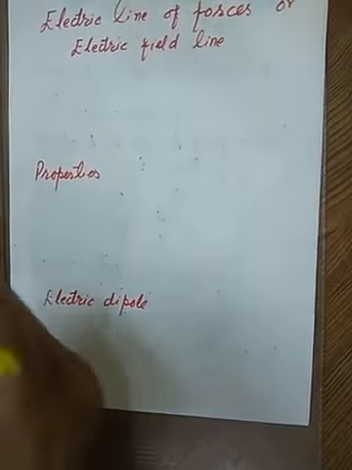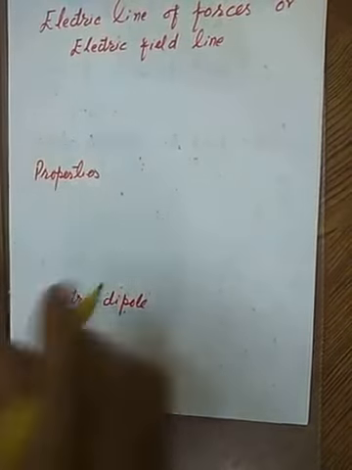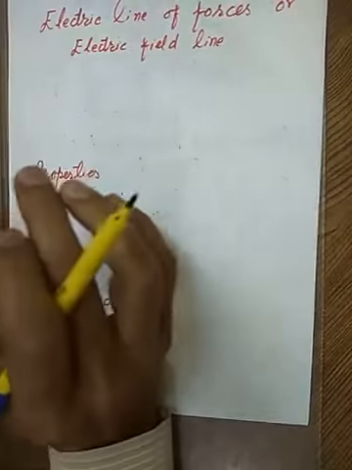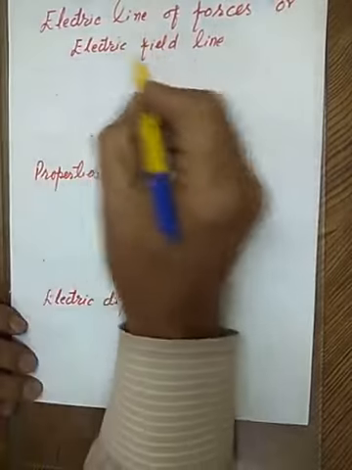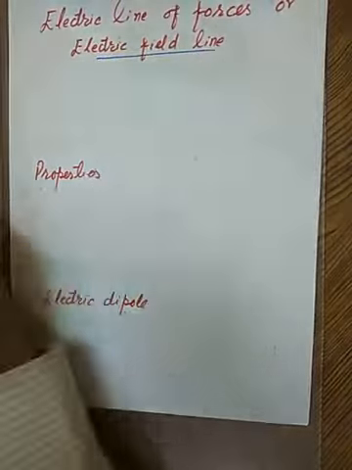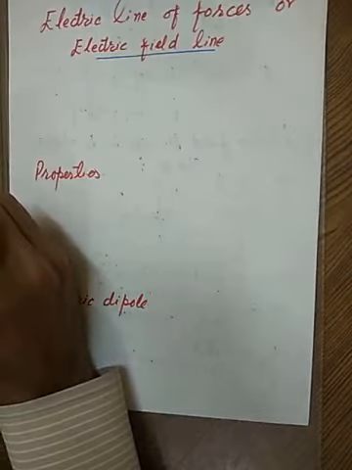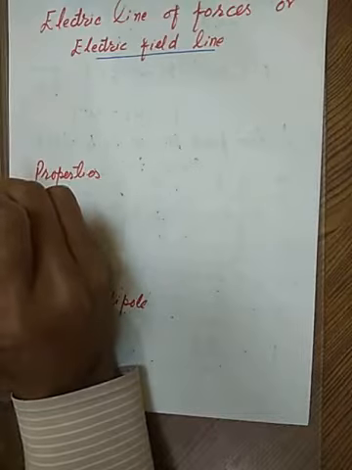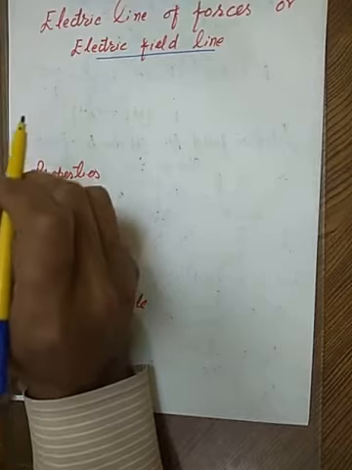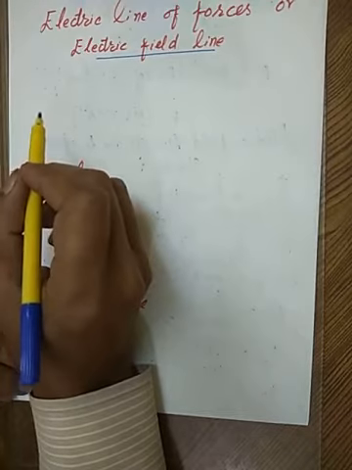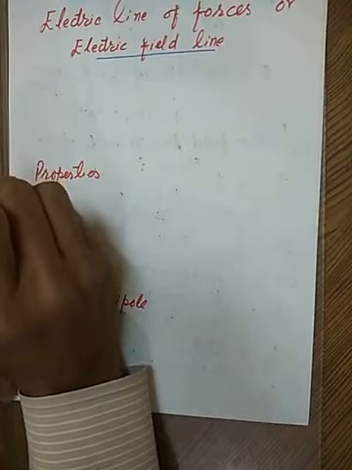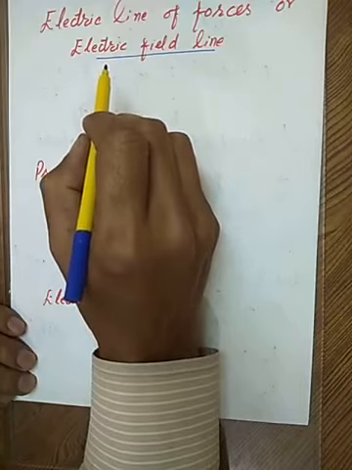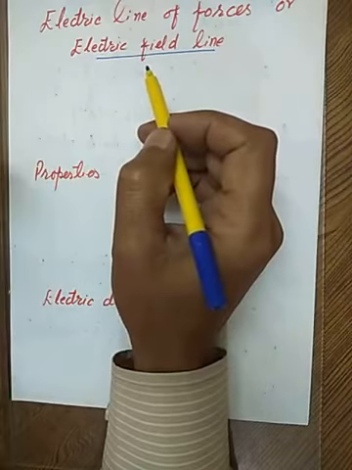Dear students, this is your topic, namely electric line of forces or electric field lines. So first of all, what is an electric field line? It is an electric line of force drawn in an electric field along which a unit positive charge would move if free to do so. It is an imaginary line which designates the direction of movement of a test charge.